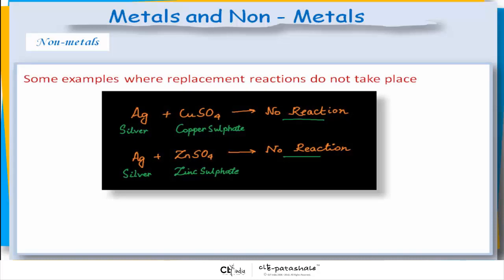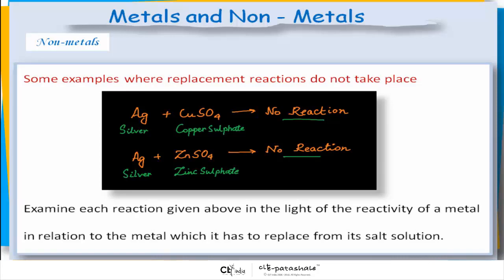Here are examples where replacement reactions do not take place. Silver plus copper sulfate is no reaction. Silver plus zinc sulfate also has no reaction. Examine each reaction given above in the light of the reactivity of a metal in relation to the metal which it has to replace from its salt solution.